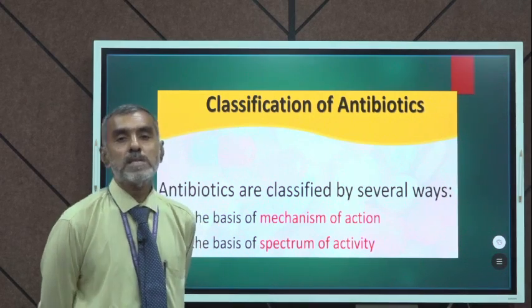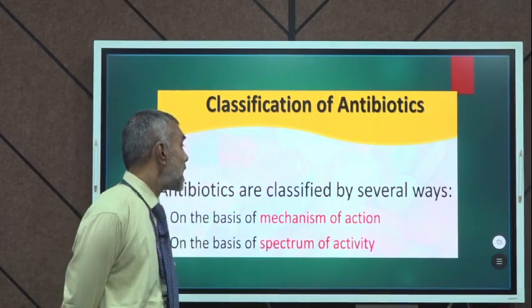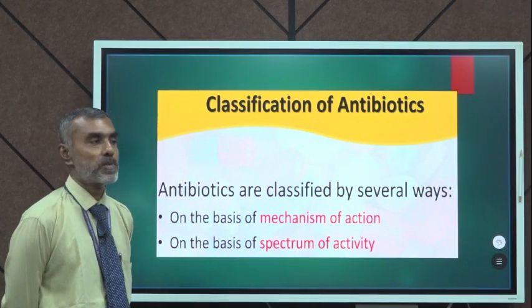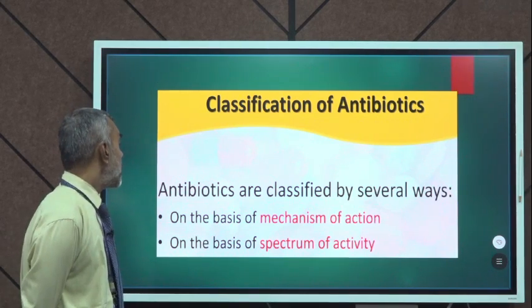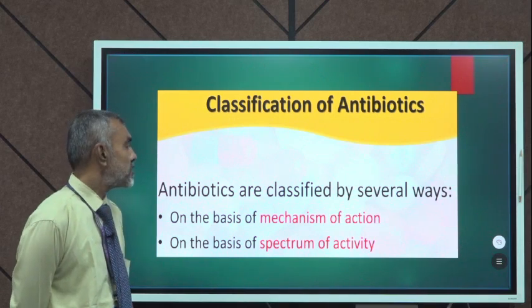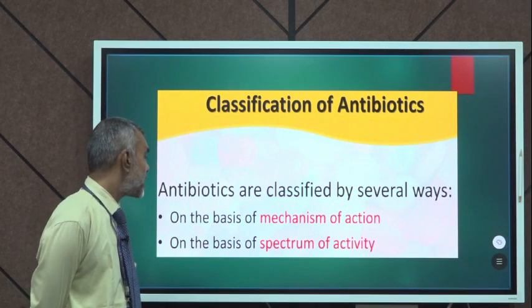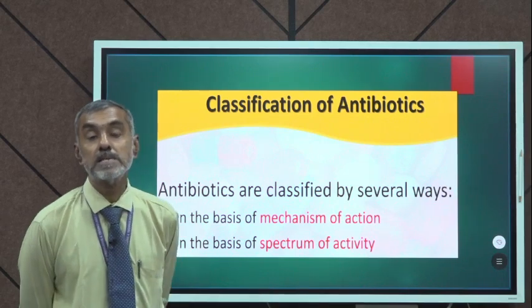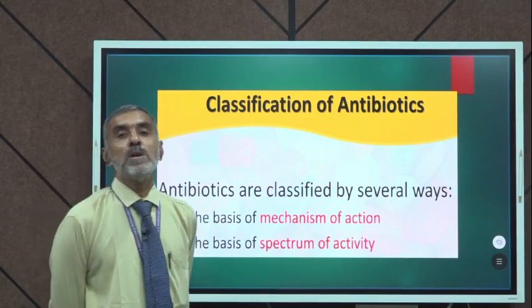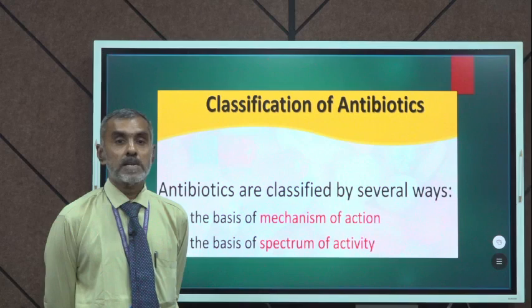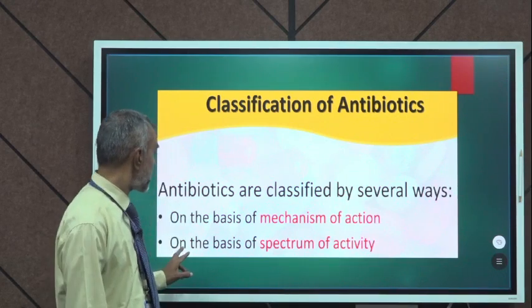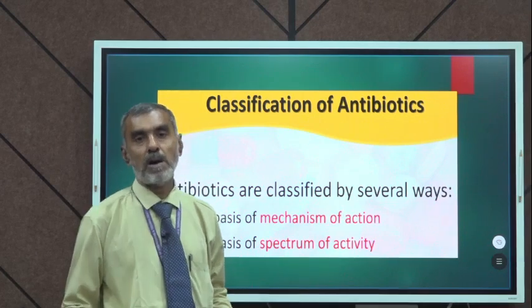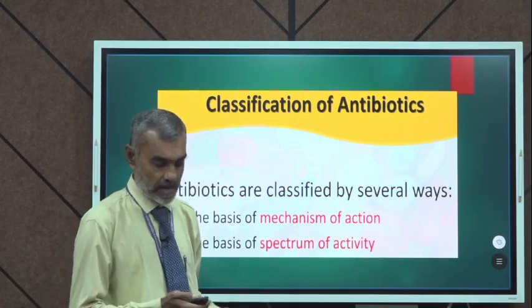Then coming to the classification. The classification of antibiotics is based on various ways. Here we are classifying on the basis of mechanism of action and on the basis of spectrum of activity. What kind of mechanism is involved to control the microorganism, that is one part, and another part is the spectrum of activity, either broad spectrum or narrow spectrum.